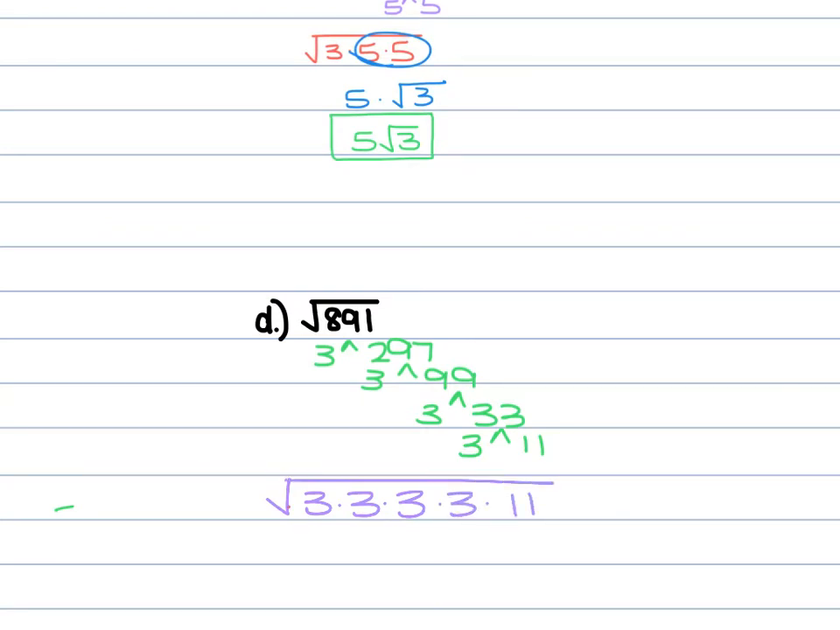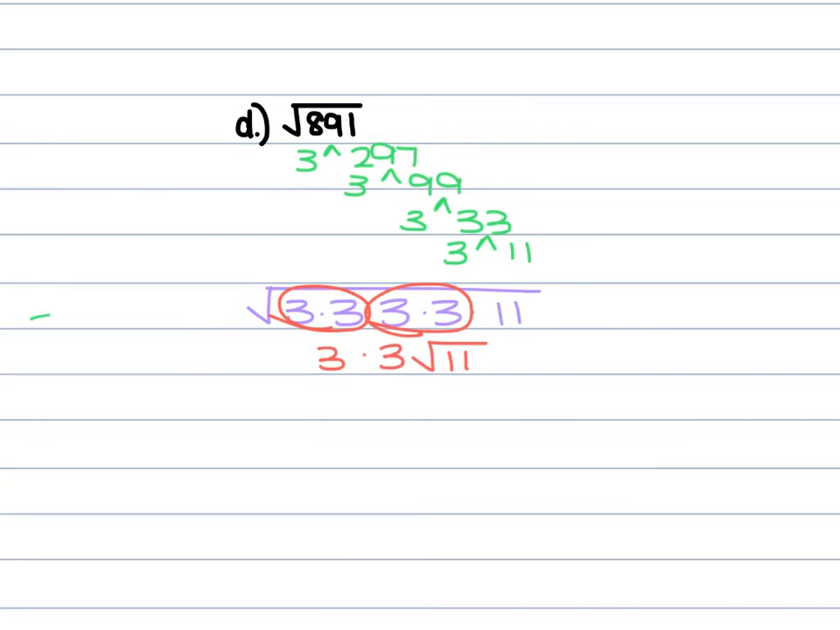Grouping up sets of 2, 2 3s, pull 1 out. Another set of 2 3s, pull another out. The 11 is left over, so it stays underneath the radical. So 3 times 3 is 9. Keep the square root of 11. 9 square root of 11 is our answer.